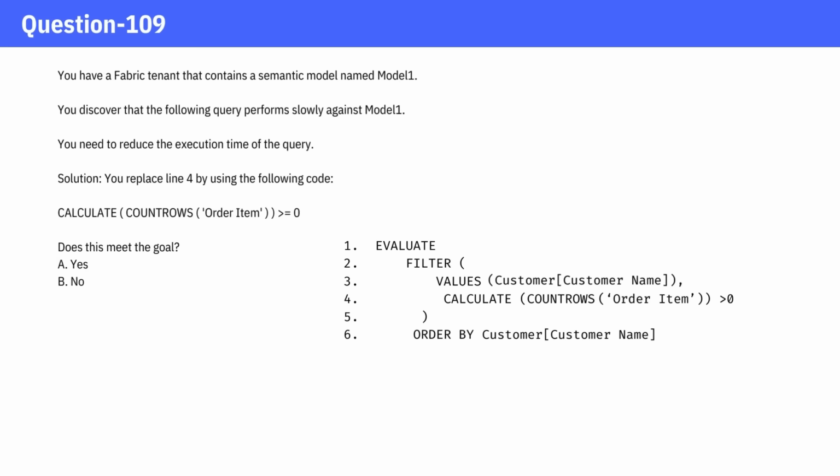Question 109. You replace line 4 by using the following code: CALCULATE(COUNTROWS('Order Item')) >= 0. Does this meet the goal? A. Yes. B. No. The correct answer is no.